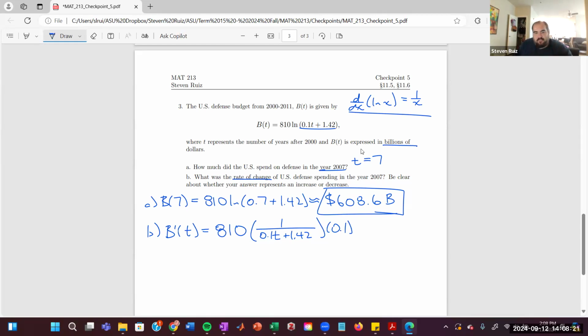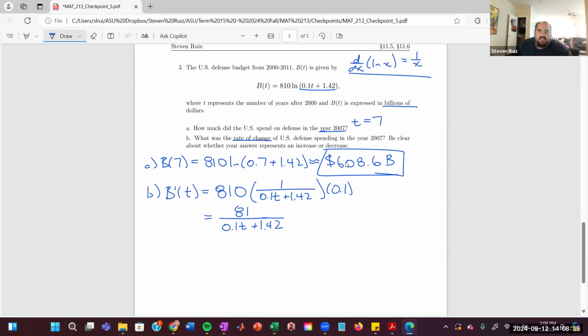So our derivative is done, but let's clean it up a little bit. I'll combine the 810 and the 0.1 to get 81. 81 over 0.1t plus 1.42. That's a good derivative, and I think that's as simple as we probably care to make it. But I want to evaluate this at a particular year. Again, 2007. So 81 over 0.1 times 7 plus 1.42, and that comes out to be approximately 38.2.